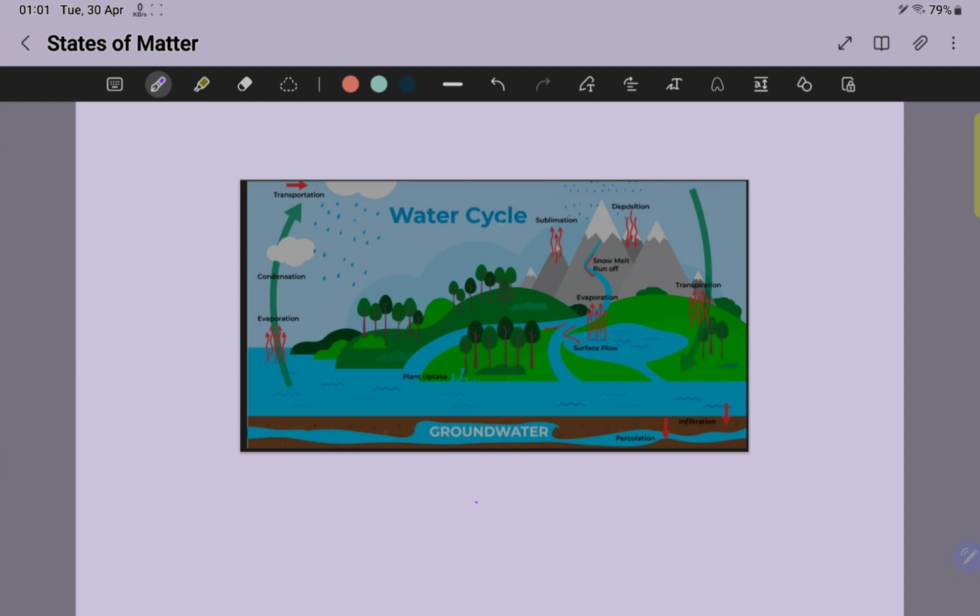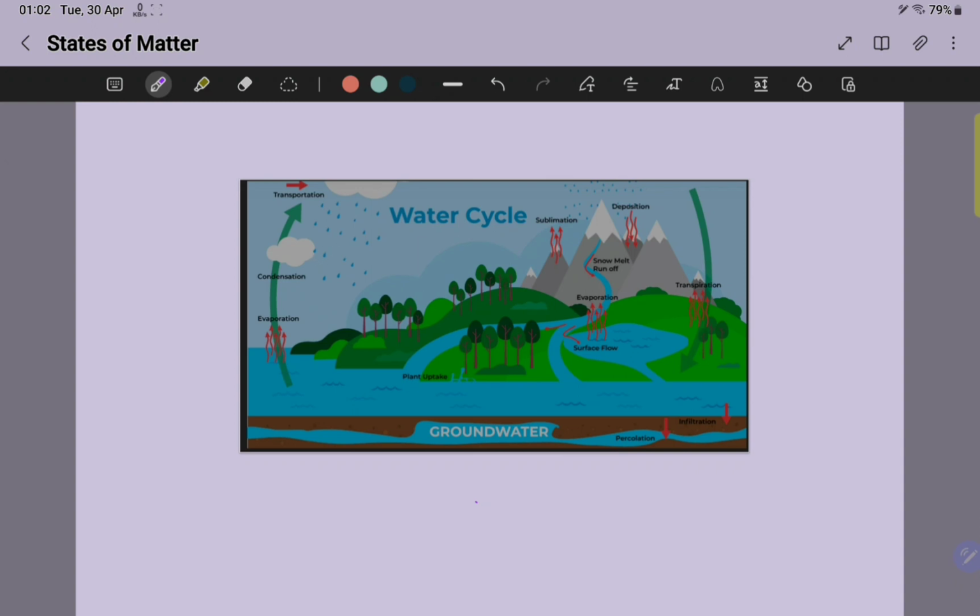As gaseous molecules start moving away from each other, they start moving in the upward direction. As soon as they reach the atmosphere, there comes a point when they start cooling down. When they start cooling down, they start forming water droplets. This process is called condensation. So here, the gaseous state that was formed, the water vapors, have started cooling down, and by the process of condensation, they have formed clouds.